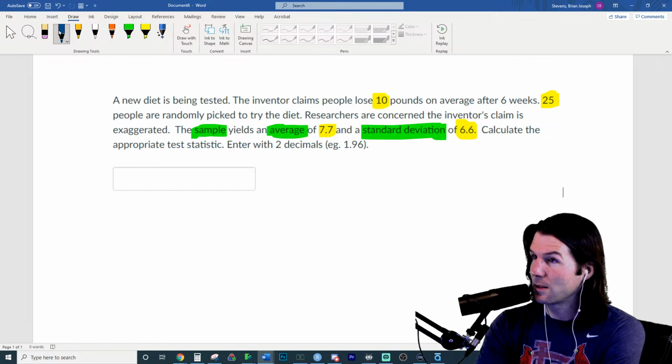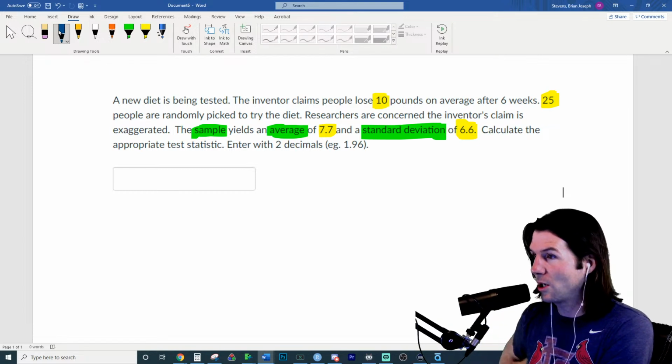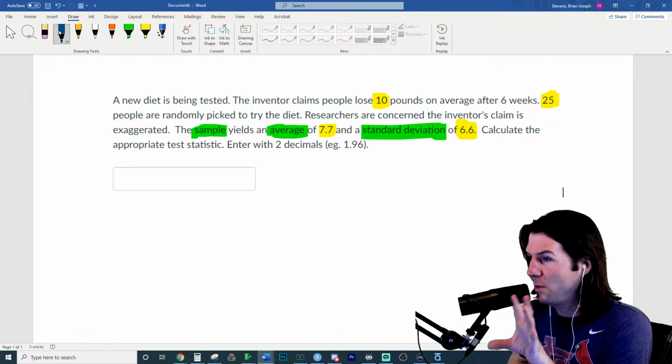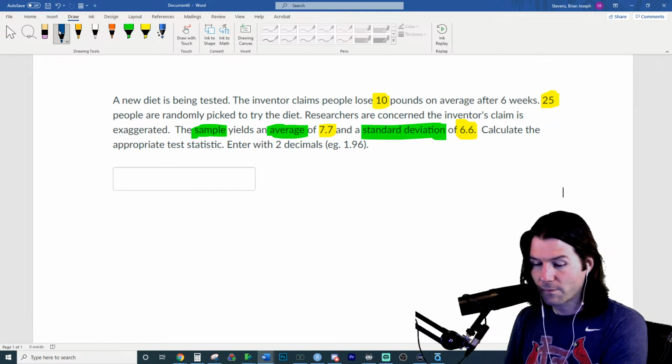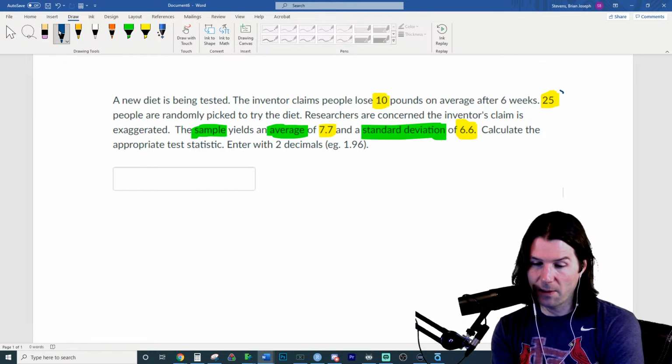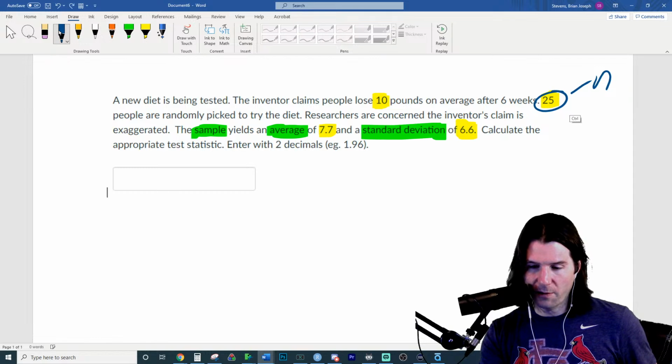It won't be p hat. So p hat. Good job right there, Maya. P hat is going to be sample proportion. We do have an n though. We do have n is 25, sample size. So that is correct. And I think a lot of times people default to p hat.